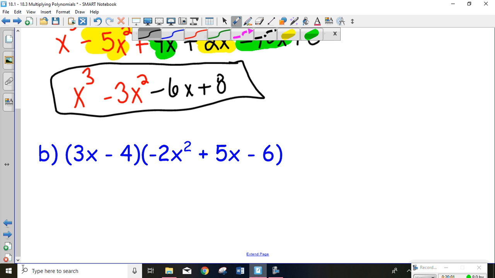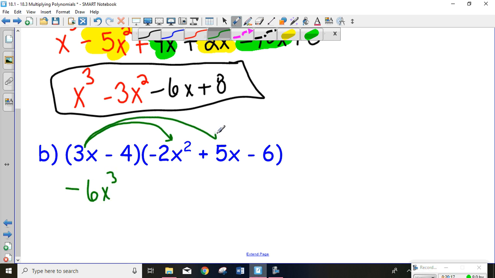So again, pause it, see how you do, try it on your own, and then check your answer. If you need help, let me know, if you don't understand any part of this. So 3x times negative 2x squared is negative 6x cubed.